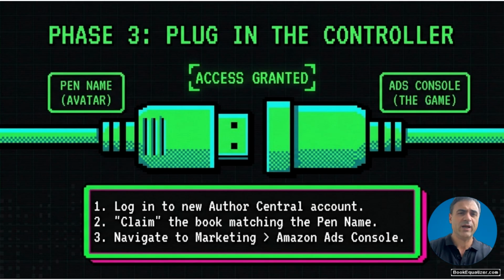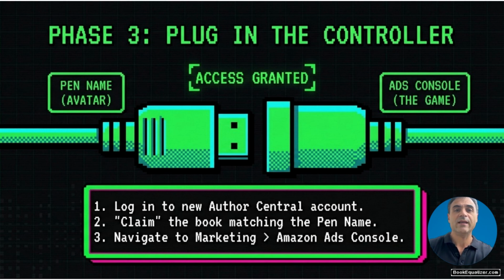Phase 3. Plug in the controller. Step 1. Log into Author Central using your new pen name's email address. If you don't have an Author Central account for this identity yet, create one. Step 2. Claim your book. Author Central will show you books associated with your pen name from KDP. Click to claim the book.